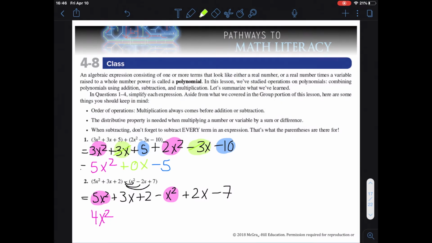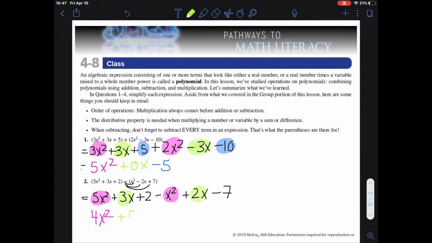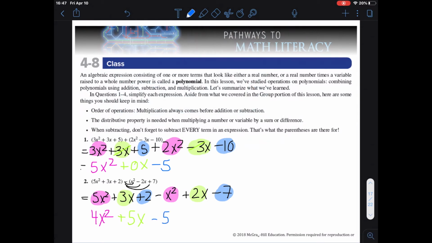We have 3 x's. We're now adding 2. So we have in total 5 x's. And then we had plus 2, minus 7. So in total, that is minus 5 as our constant.